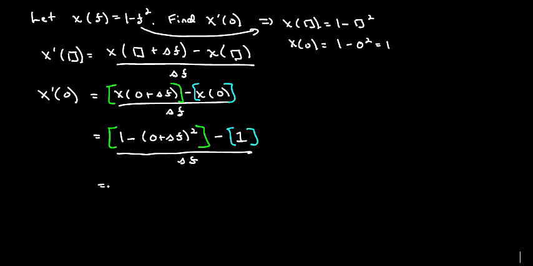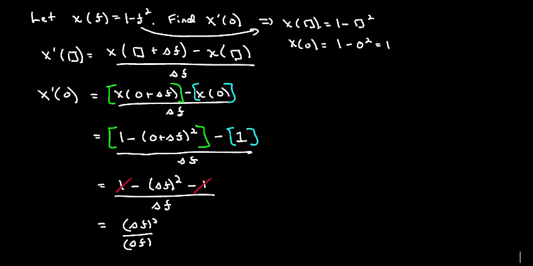Now this right here gives me 1 minus, when I go ahead and I square this, I just get change of f squared. Okay. Minus 1 over change of f. And so we've got 1 minus 1, okay, which is 0. So those guys cancel out. So we end up with change of f squared over change of f, which is just change of f.